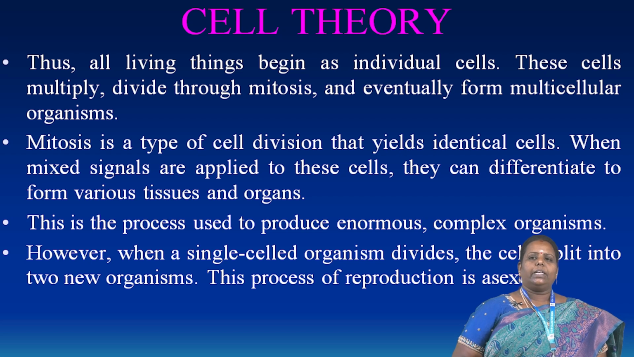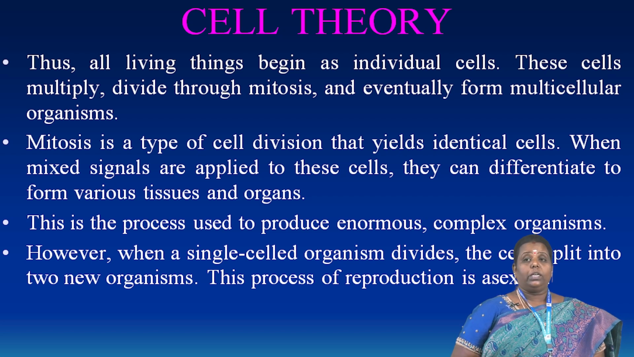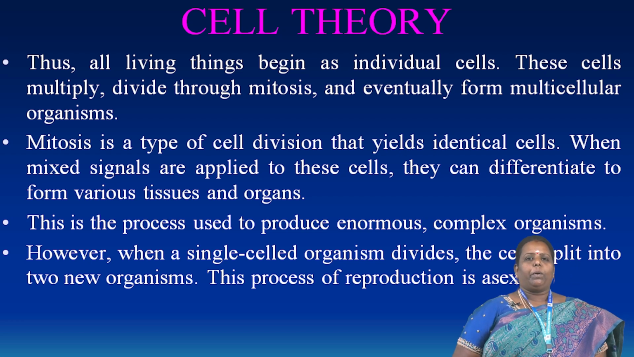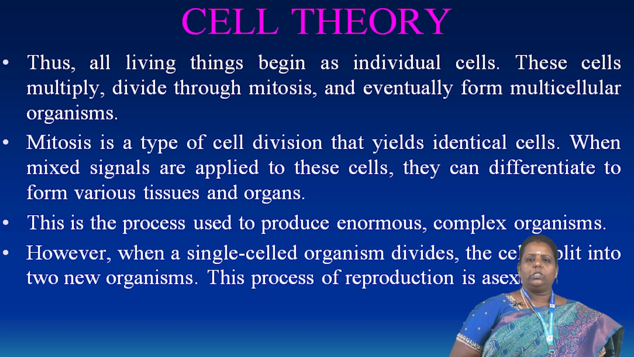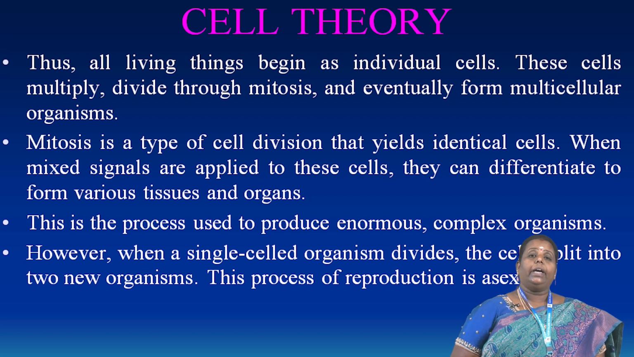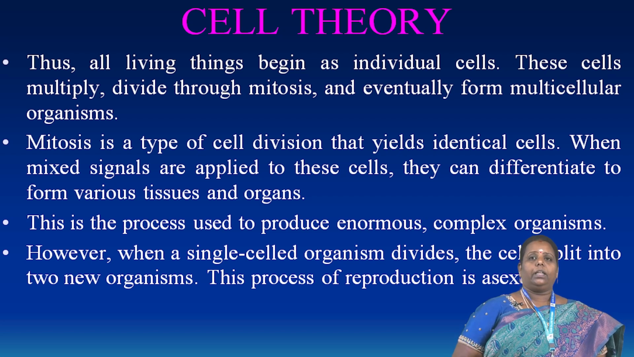This process is used to produce an enormous number of organisms. That organism may be simple or complex. However, when single-celled organisms divide, the cells split into two new organisms. Normally, this process takes place in asexual reproduction. For example, it does not involve egg and sperm to produce anything.